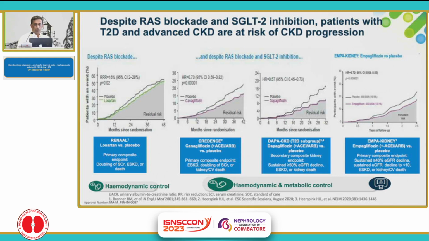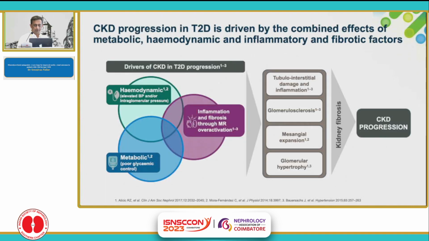These molecules, that is ACE inhibitors, ARBs, and SGLT2 inhibitors, predominantly control the hemodynamic factors and the metabolic parameters in CKD progression. However, we know that CKD progression in diabetes is driven by combined effects of metabolic, hemodynamic, inflammatory and fibrotic factors. All put together, they cause tubulointerstitial damage and inflammation, they cause glomerulosclerosis, they cause mesangial expansion, and they cause glomerular hypertrophy, which ultimately leads to CKD progression by causing kidney fibrosis.